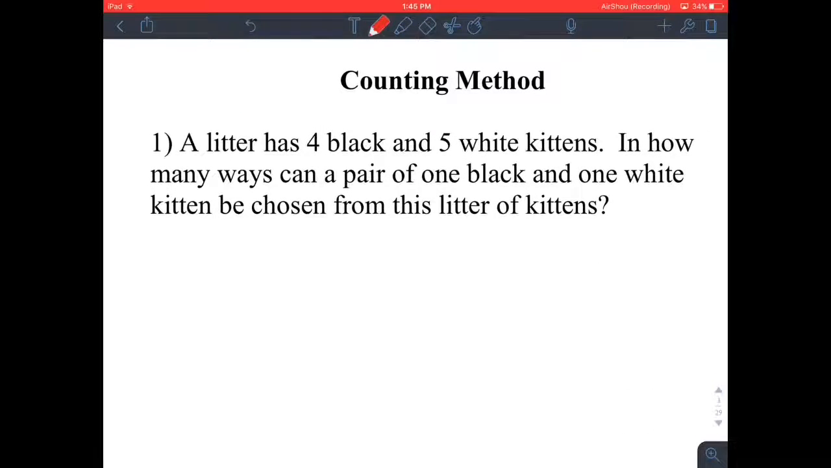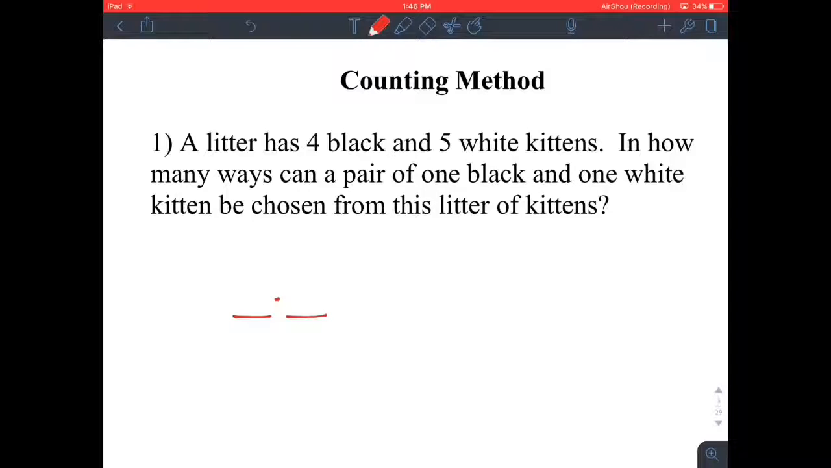Next we have the counting method. A litter, if you will, has 4 black and 5 white kittens. How many ways can a pair of 1 black and 1 white kitten be chosen from this litter of kittens? So here's how the counting method works. We've got 2 choices. We're going to multiply those 2 choices together.